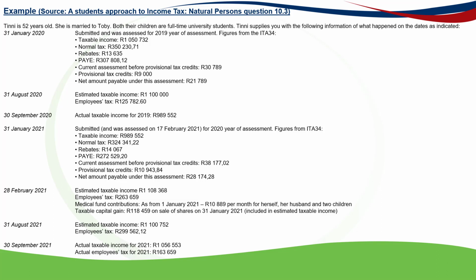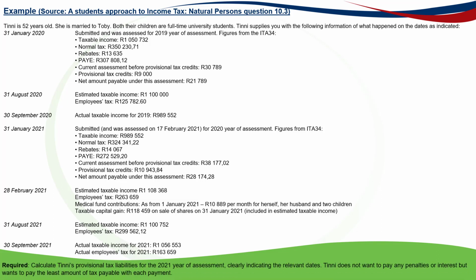On the 31st of August 2021, she had estimated taxable income of 1,100,752. She had employees tax of 299,562. And then on the 30th of September 2021, she had actual taxable income of 1,056,553, as well as actual employees tax for the 2021 year of assessment of 163,659.